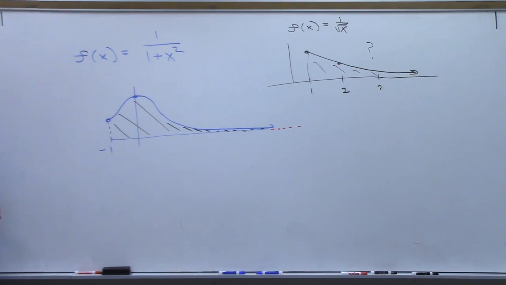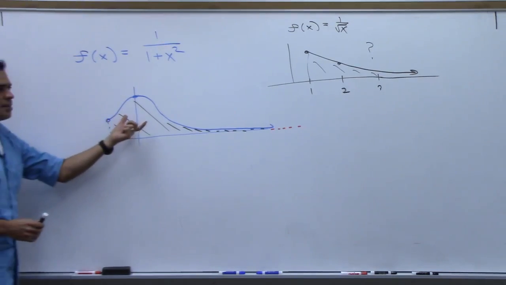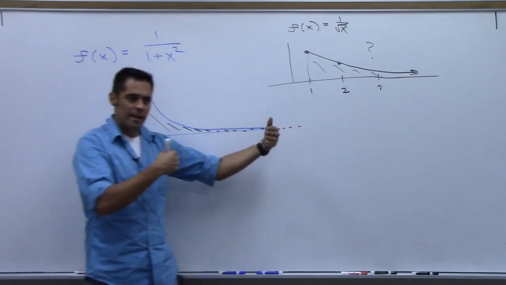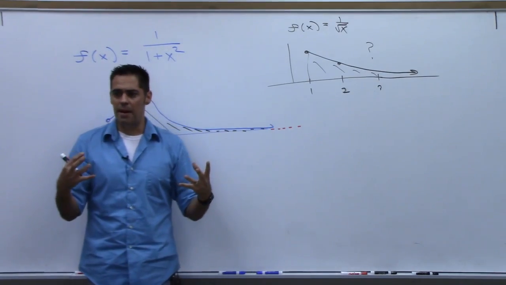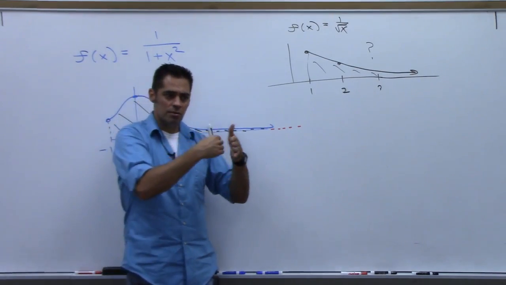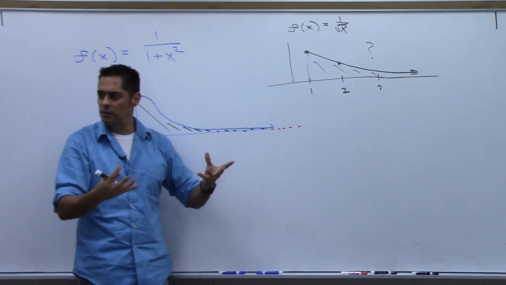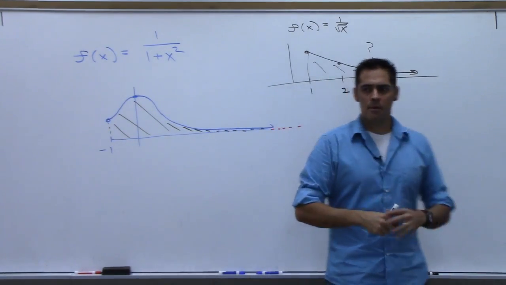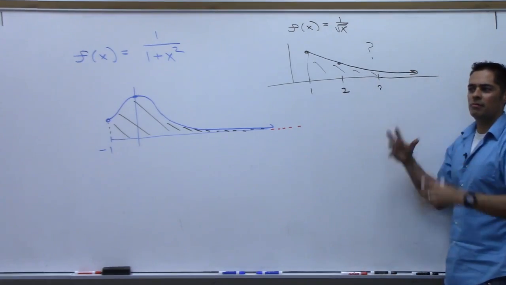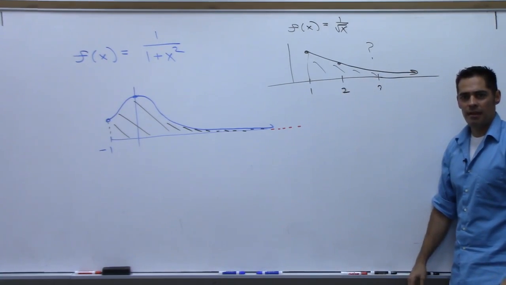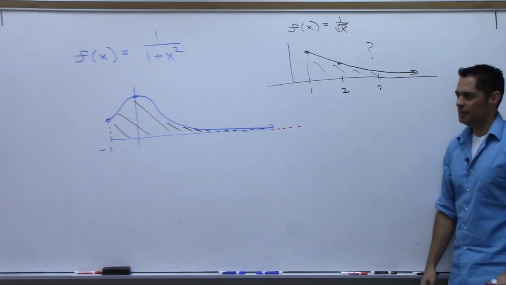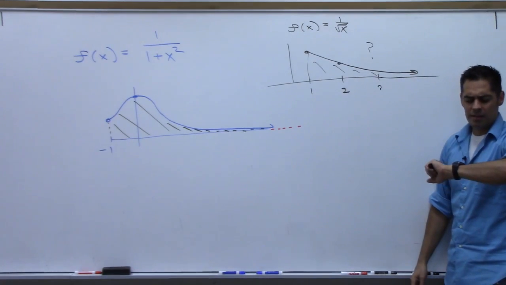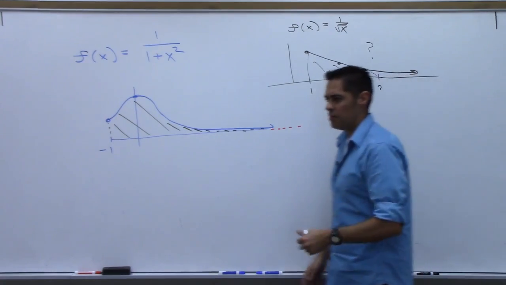It turns out that this area is going to be finite, meaning that if you go forever, that area will never exceed a certain amount. It's going to get closer and closer to something, but never actually overfill. This one is actually going to become infinite. The further you go out, the more area you get, and that area actually matters.